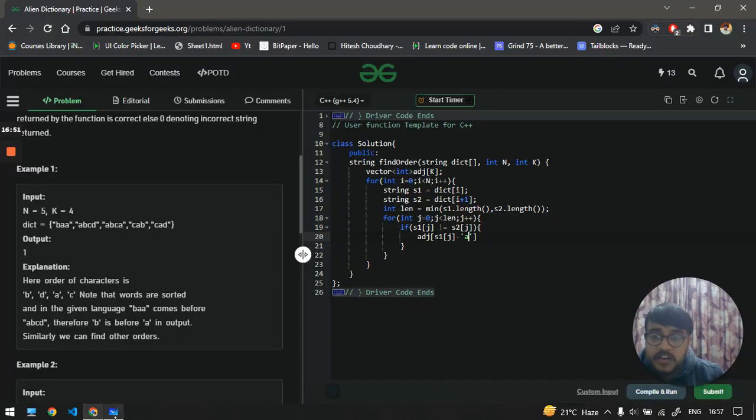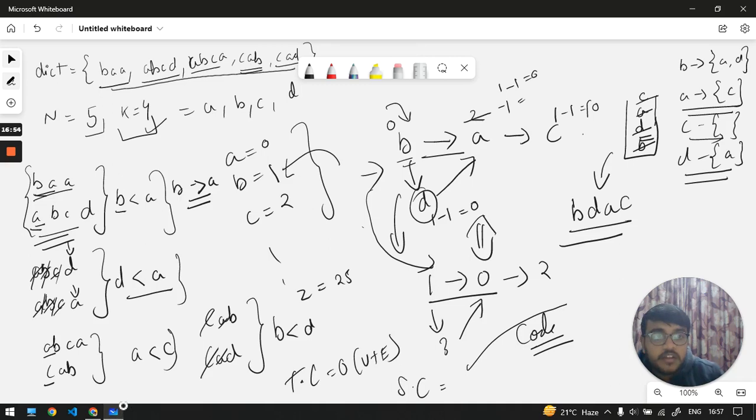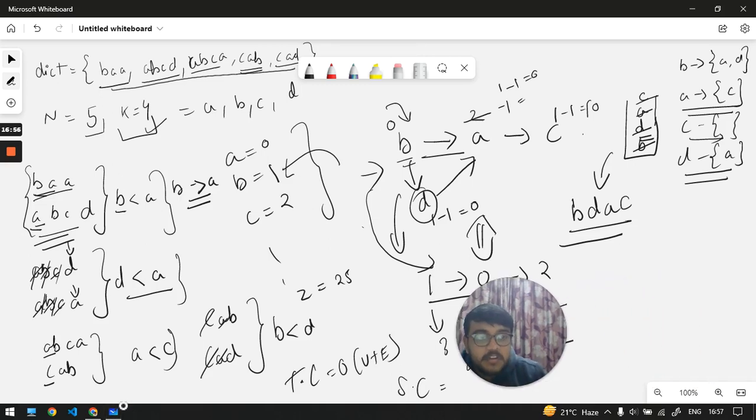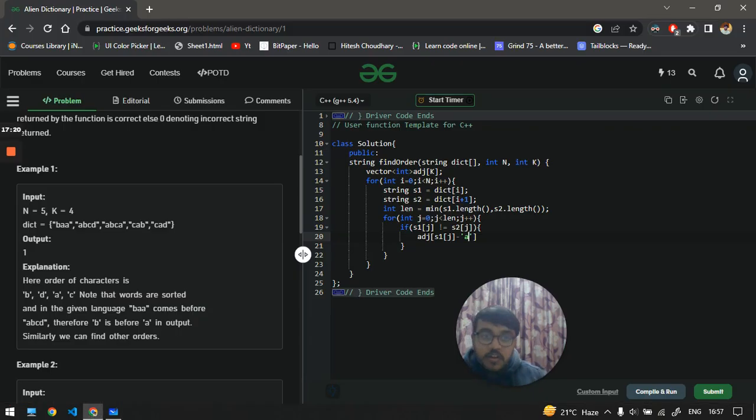So this is a technique used in C++ to convert a character to a number. Suppose the character is b and I am subtracting a from it, so it will give me 1. It will subtract the ASCII values. The ASCII value of b is 98 and of a is 97, so it will eventually give me 1. So this is the logic behind this.